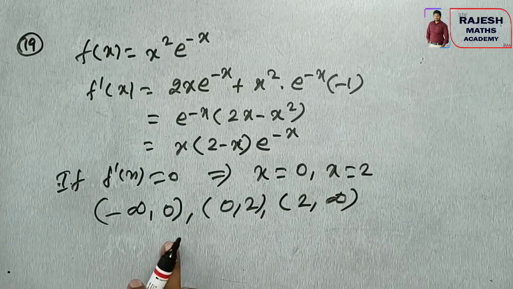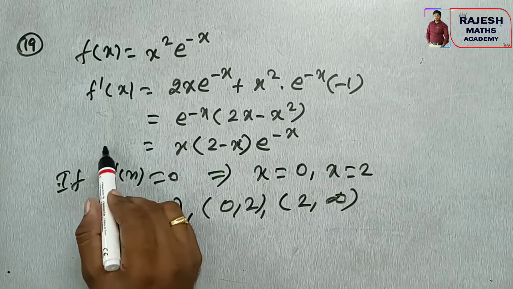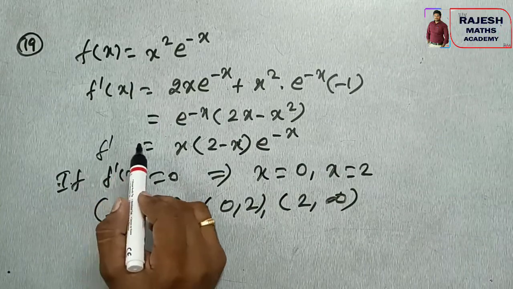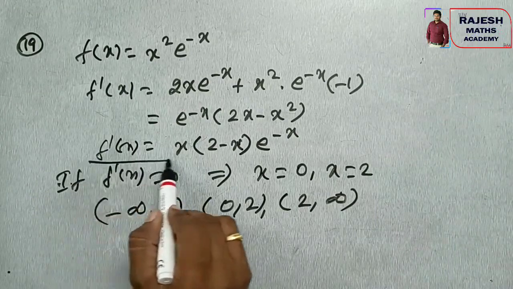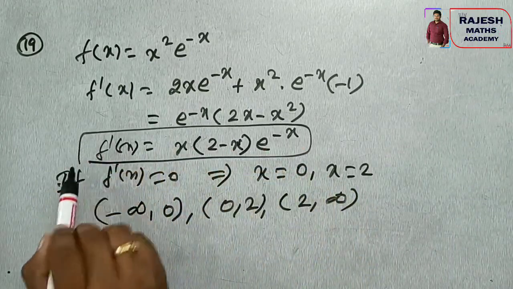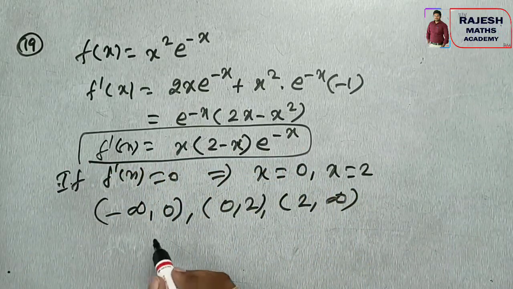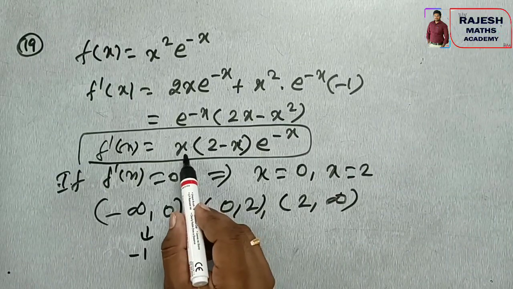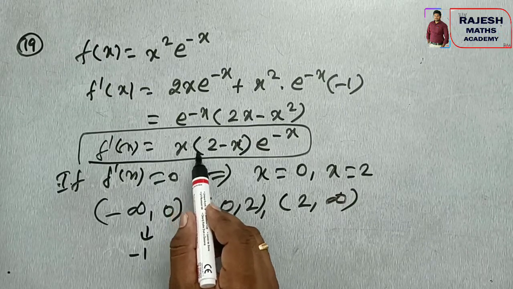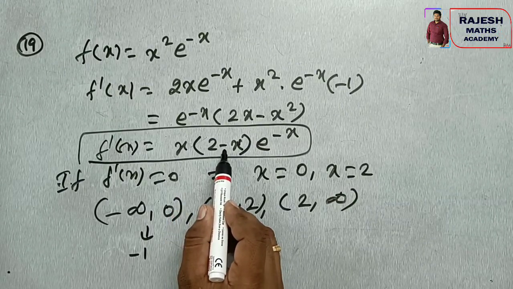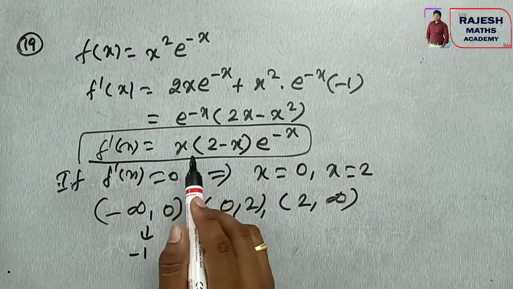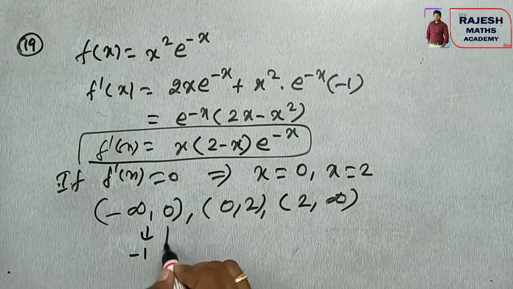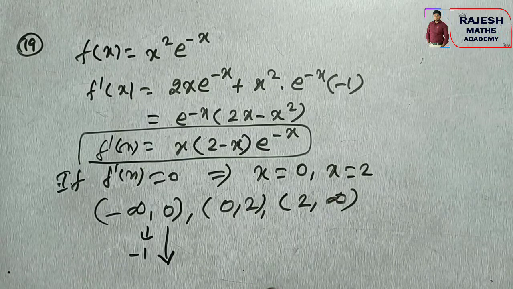We have to take any one point and substitute in f dash of x. Actually what we need to find is in which interval it is an increasing function. Increasing means it must be greater than 0. So substituting one point from the interval, for example, taking minus 1: x is negative, and substituting minus 1 in 2 minus x will become positive. So positive into negative will be negative. So negative means decreasing. So in this interval the function is a decreasing function.